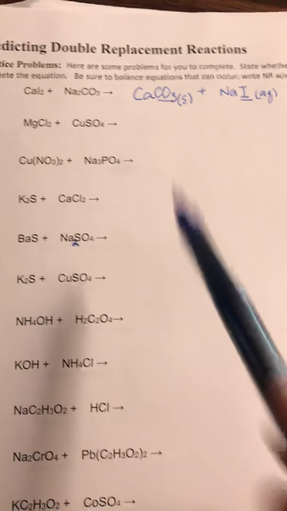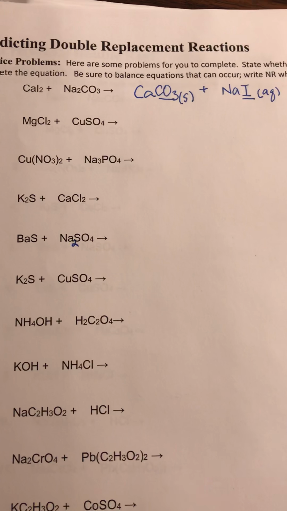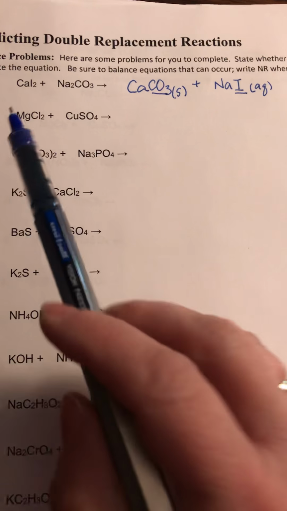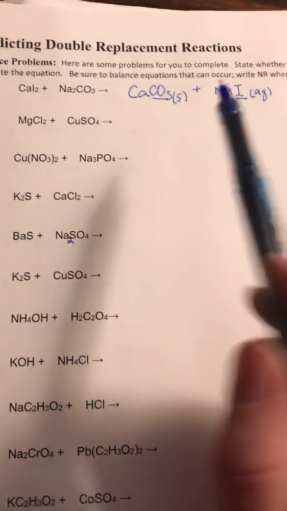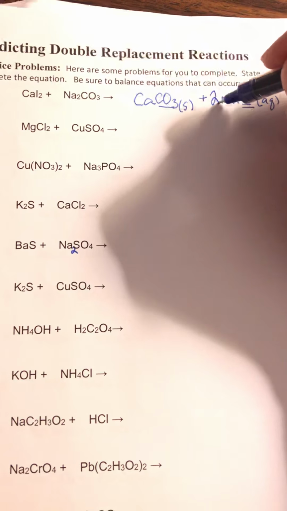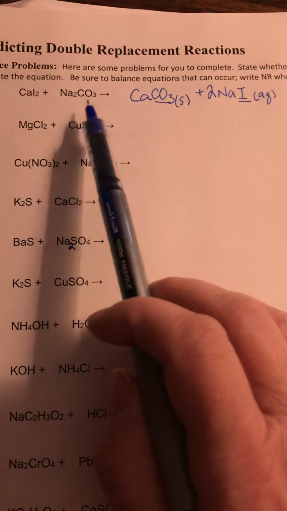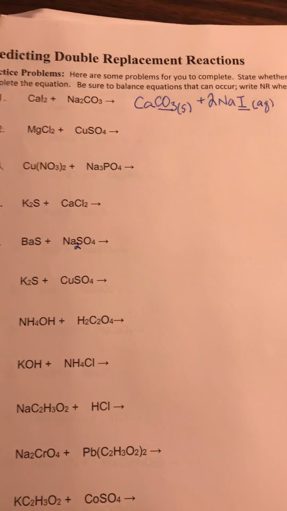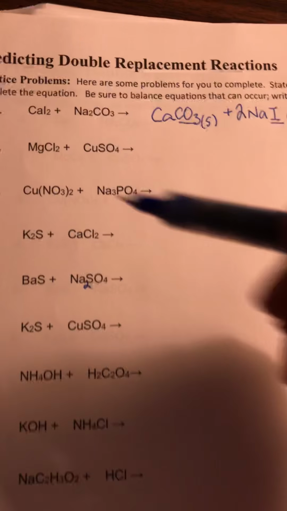All right, so now that we predicted this, the next thing you would do in your lab is balance the equation. You can see 1 calcium, 2 iodine. We need to put a 2 in front here. 2 sodium, we have 2 sodium, 1 carbonate, 1 carbonate. It's balanced. Okay, so I'm going to do another one with you.